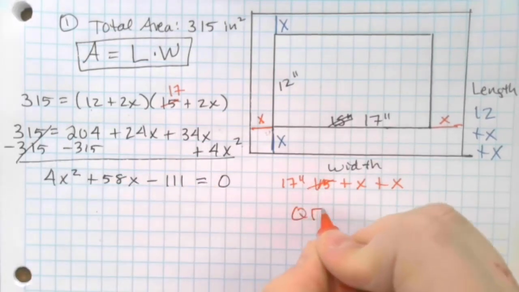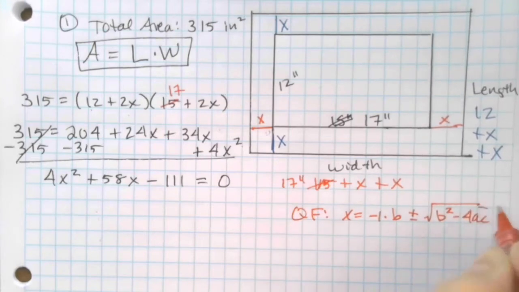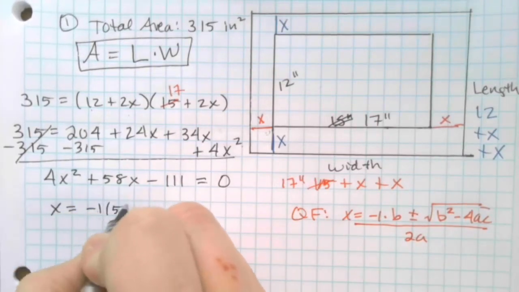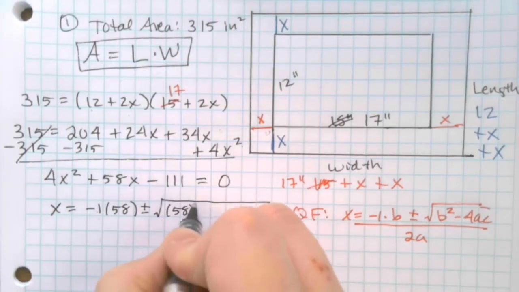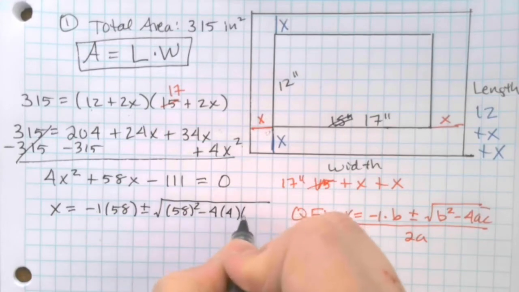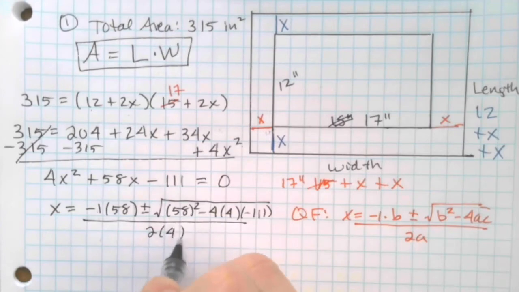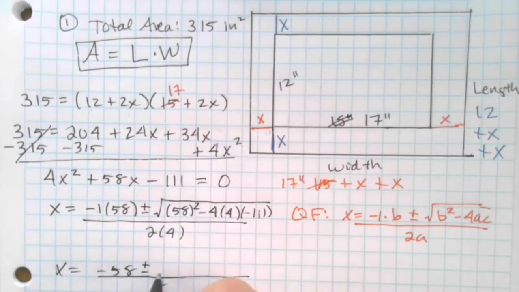So remember, quadratic formula, x equals -1 times b plus and minus the square root of b squared minus 4ac, all over 2a. Okay, let's do it. x equals -1 times 58 plus and minus the square root of 58 squared minus 4 times -111, all over 2 times 4. So we simplify. You get -58 on the top, 8 on the bottom, plus and minus.